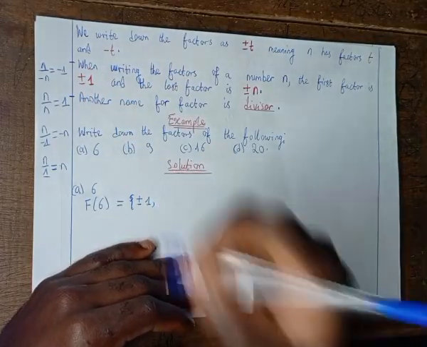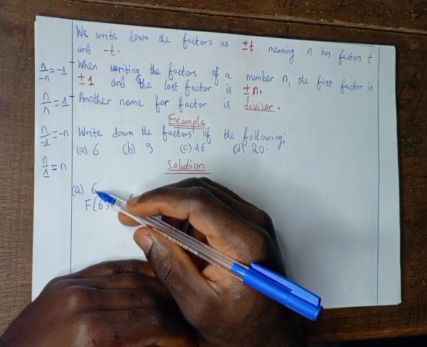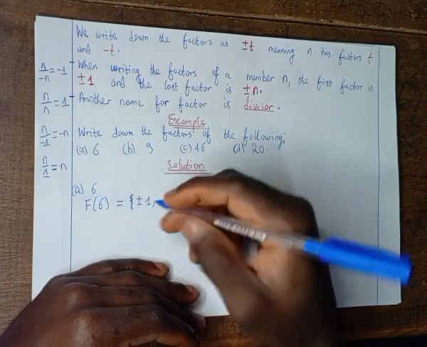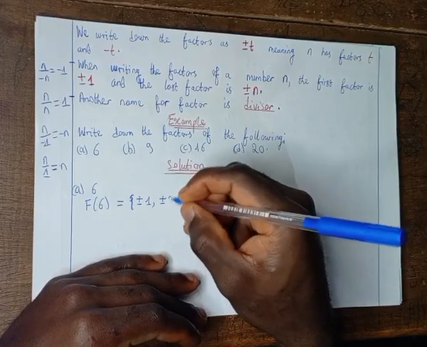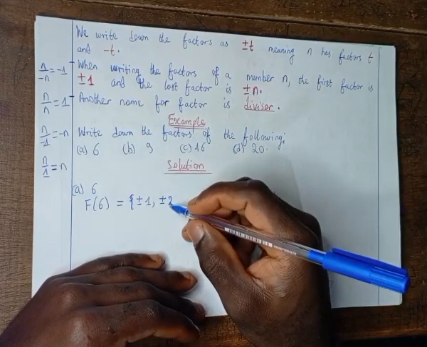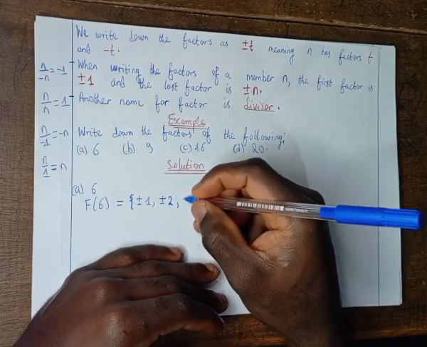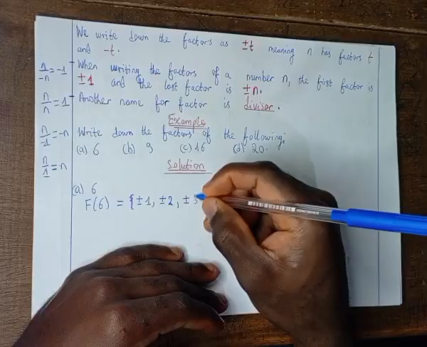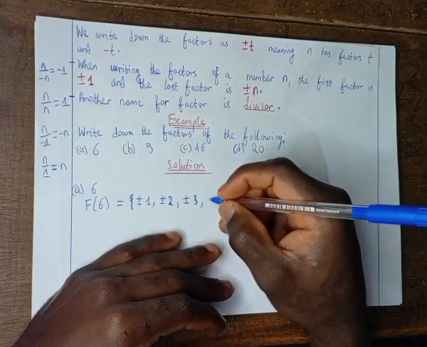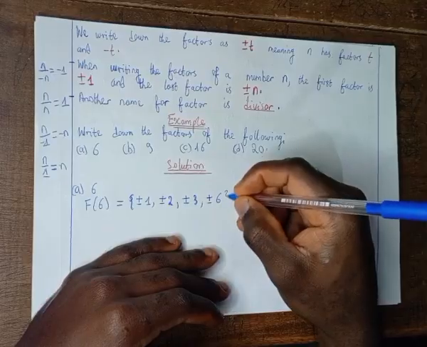The next, we know if we divide 6 by 2, we are going to obtain 3. So plus or minus 2 is a factor. If we divide 6 by negative 2, it gives negative 3, which is a whole number. The next factor is plus or minus 3. And the last factor is plus or minus 6, the number itself.